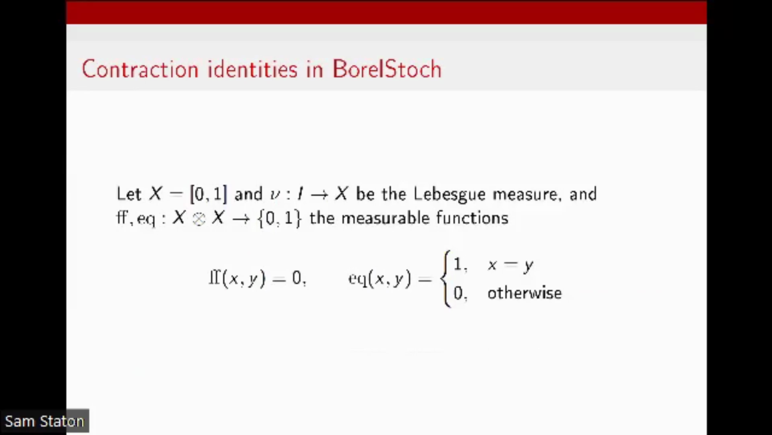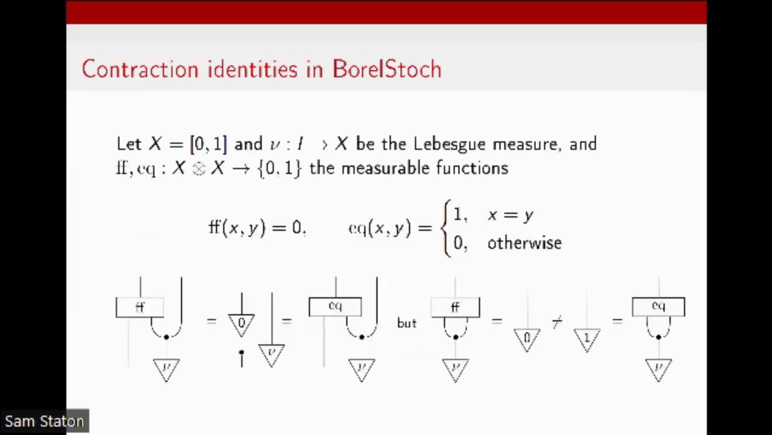And let's see why the contraction identity fails. Intuitively, if I sample from the distribution and compare it to any element in the unit interval, they have a 0 probability of being equal, so they are almost surely not equal. As you can see in the reduction, the two string diagrams here and here will be equal to each other, the thing in the middle.